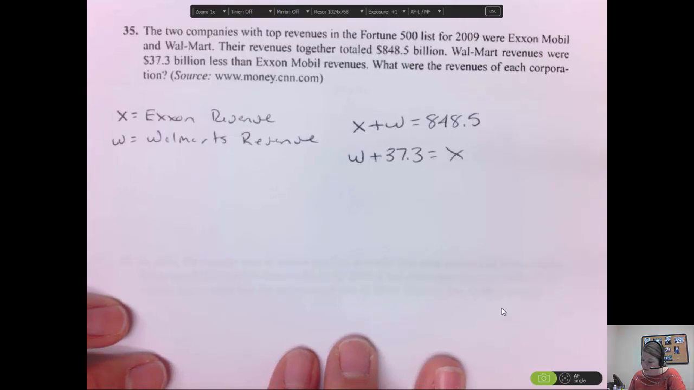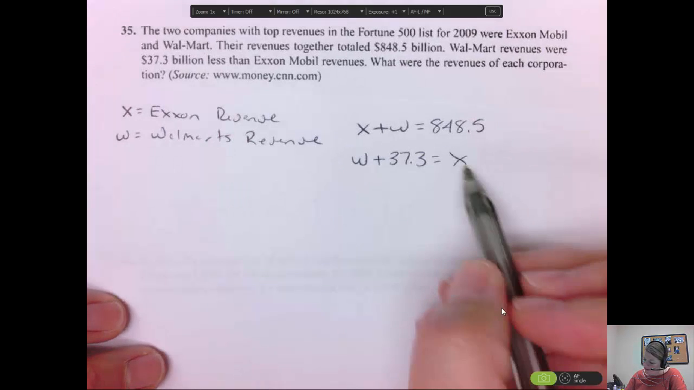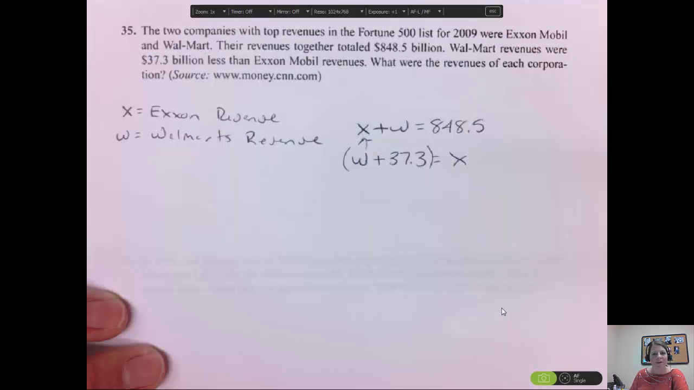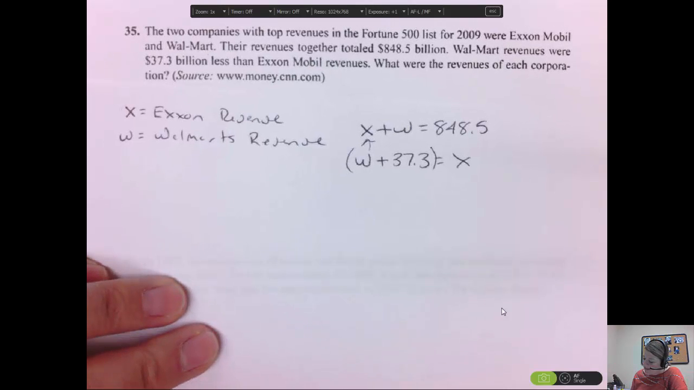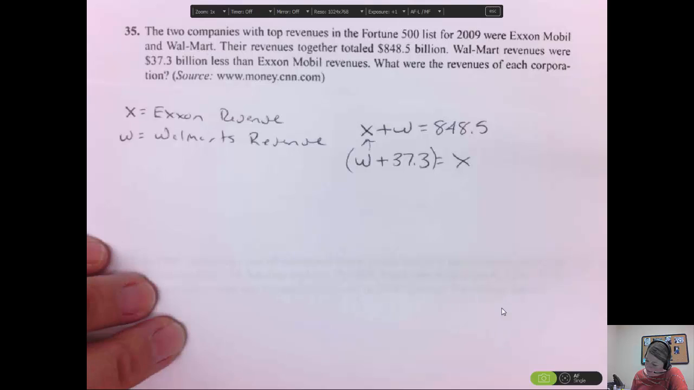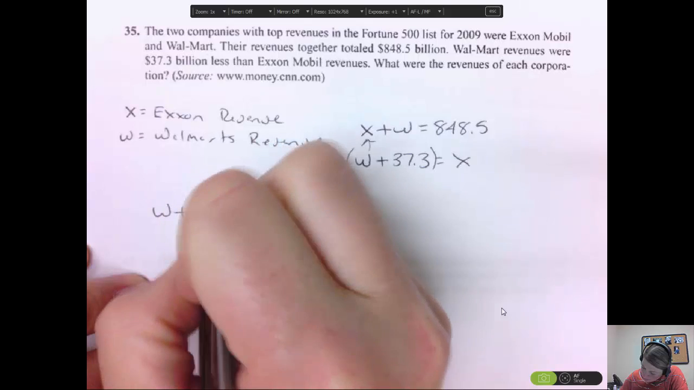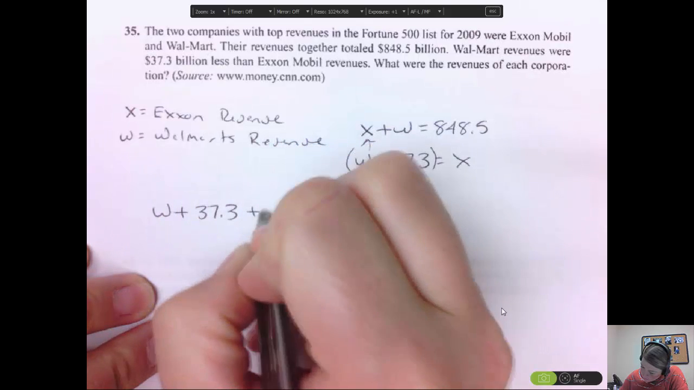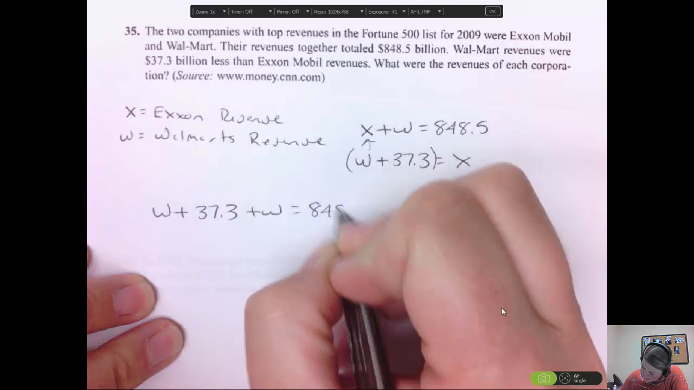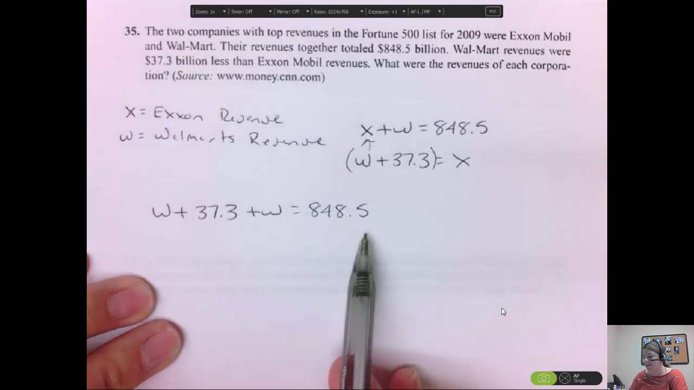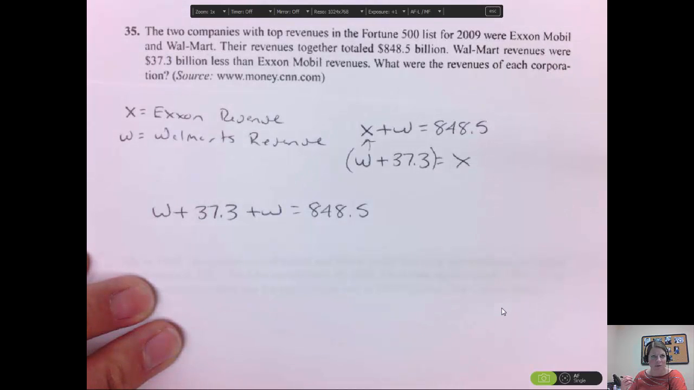From here, I'm going to think, well, this is solved for X already. So what if I take this and I substitute it in here? Then I would only have one letter, so I can solve for it. So I'm going to write that out. That would make Walmart plus 37.3 plus Walmart equal 848.5. So I substituted that in for X. Some of you could have just thought of this instantly. It really depends on how you think through the problem.